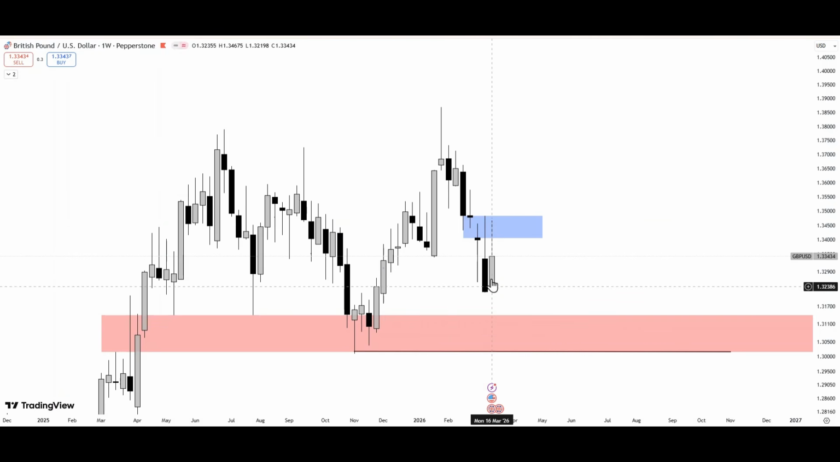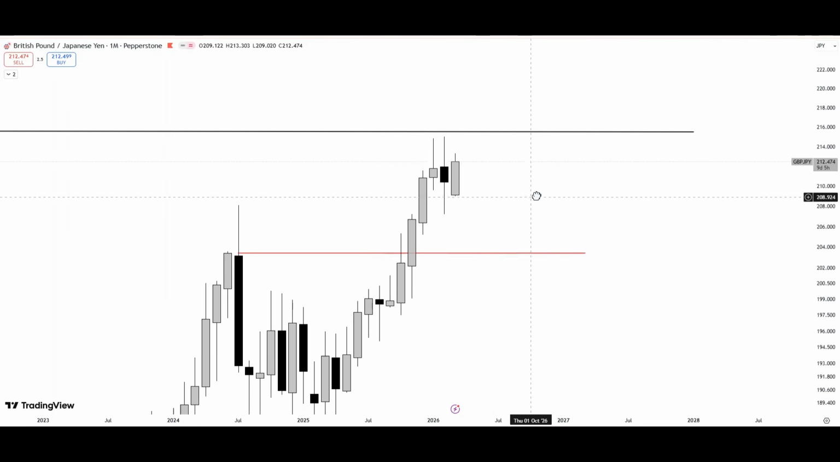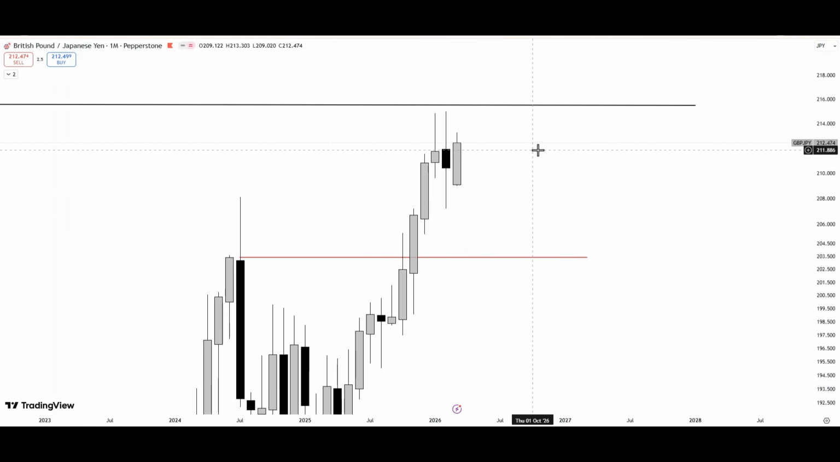You realize we have a weekly key level that we want to see price get to before we see that bearish momentum. Then you move to the daily time frame. It's the same thing. So let's look at yen. Today I'll just go straight to GBP JPY, no need of looking at the yen basket.